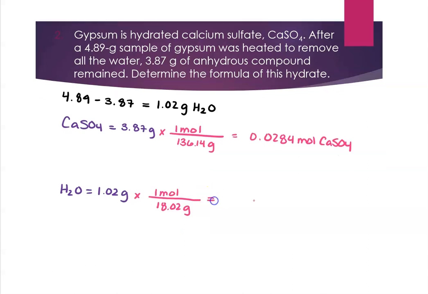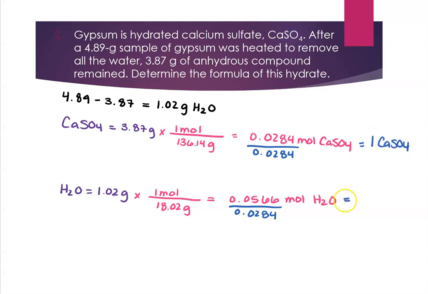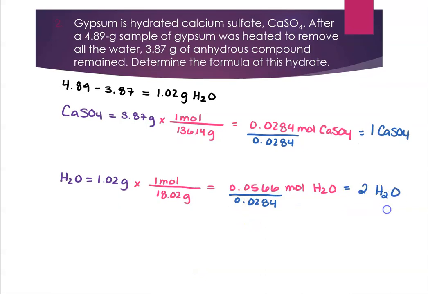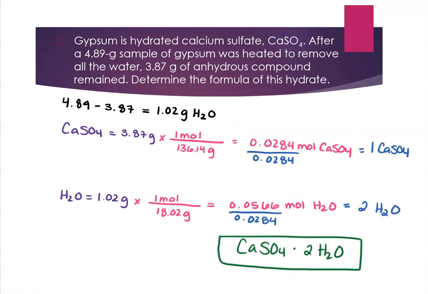All right? So when I do this math, I get 0.0566 moles of H2O. All right, so now I divide by small. Your small is always going to be the compound, because you can only have 1 mole of compound for every however many waters. So you get 1 CaSO4, and then 0.0566 divided by 0.0284 is going to be 2 H2O. So the formula of my hydrate is going to be CaSO4 dot 2 H2O. All right, let's do one more.